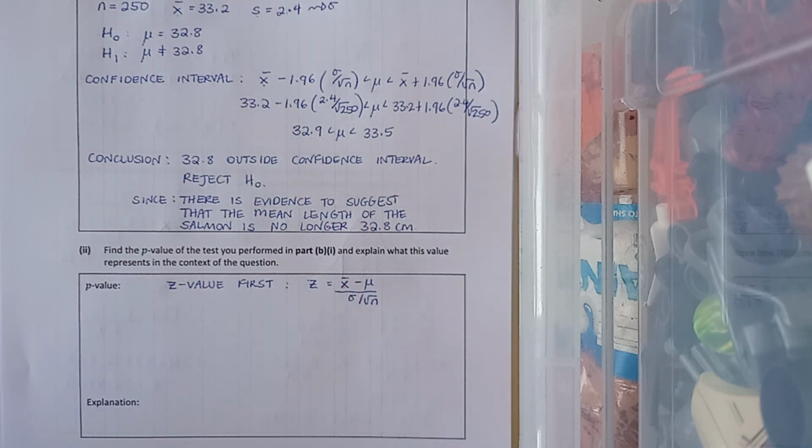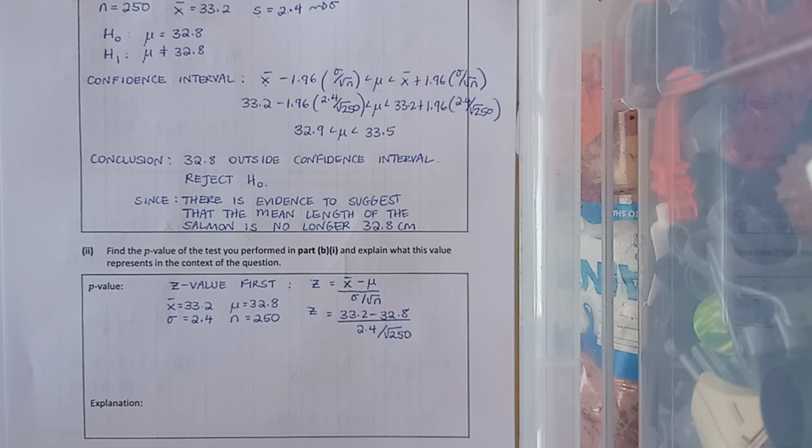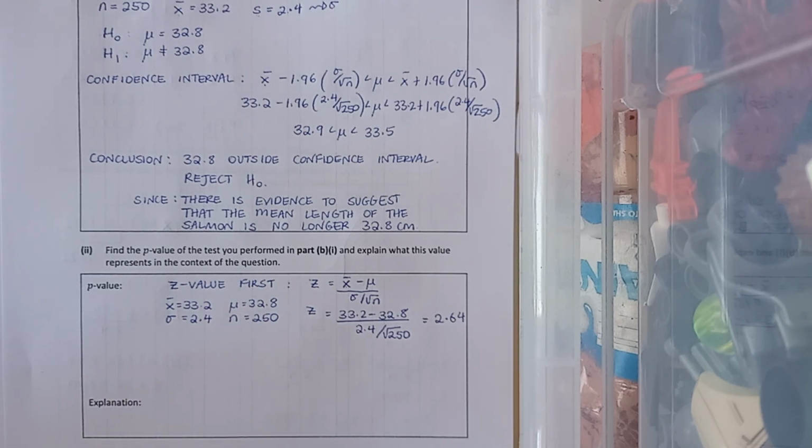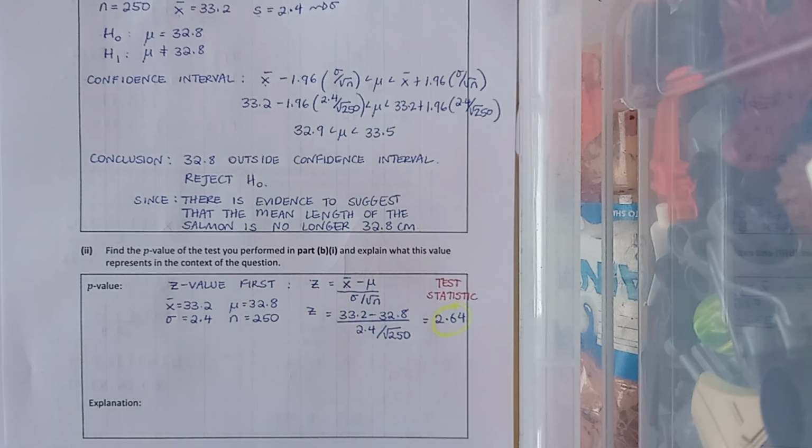So I'm going to fill my values in there. I'll just note them first. So I've just noted all that information. None of it's changed since part 1. And I fill it into the formula and I get 2.64. This is the test statistic that I was referring to earlier on.